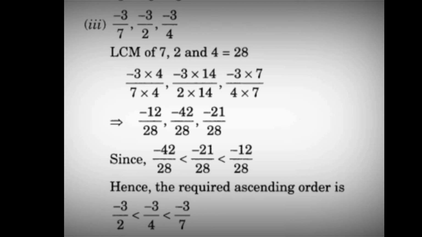Same way the numerator, negative 3 into 4. Next rational number, 2 into 14 is 28. At the same time negative 3 into 14. And the last one is negative 3 by 4. 4 into 7, 28. So negative 3 into 7. So we get the new rational numbers as negative 12 by 28, negative 42 by 28 and negative 21 by 28. In this negative 42 by 28 is the smallest. Then comes negative 21 by 28 and at last negative 12 by 28. This is the ascending order.